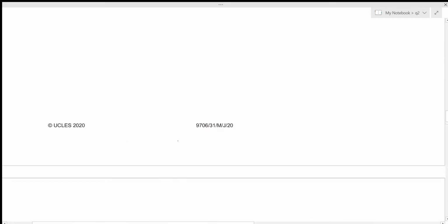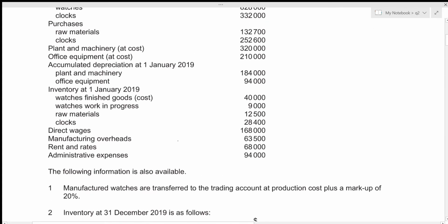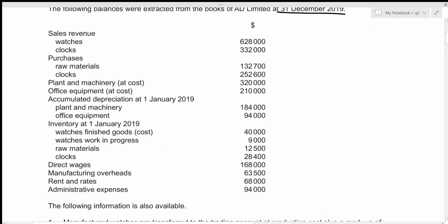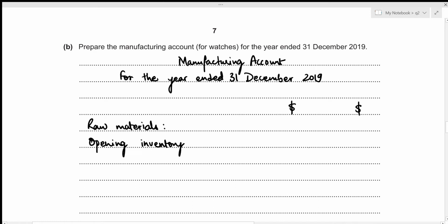Let's have a look at the given information. We are given inventory at 1st January 2019, which is actually the opening inventory, right? And we are talking about raw materials. So the opening inventory of raw materials amounted to 12,500. Let's include it in our manufacturing account. So that's the opening inventory of 12,500.